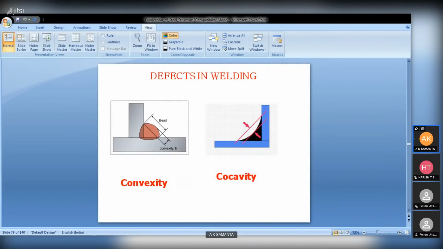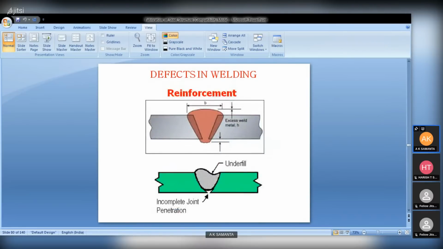Now, it is very easy to understand convexity and concavity. Convexity will not create any problem after welding, but it is a wastage of the welding. That's why it is considered a defect. And concavity will make the welding weaker. So we cannot allow concavity. Somehow we can accept convexity, but some wastage will be there. But concavity should be rejected straight away.